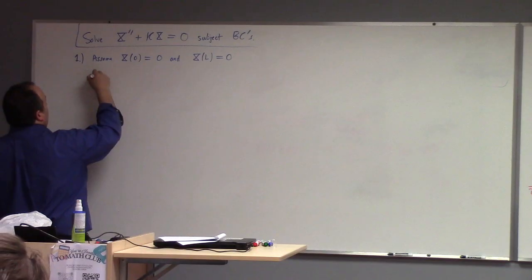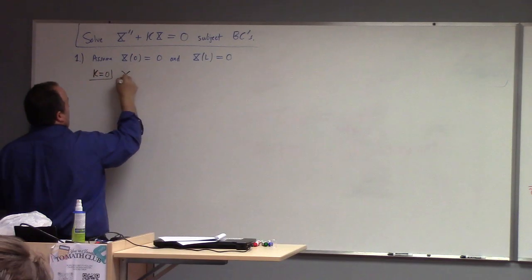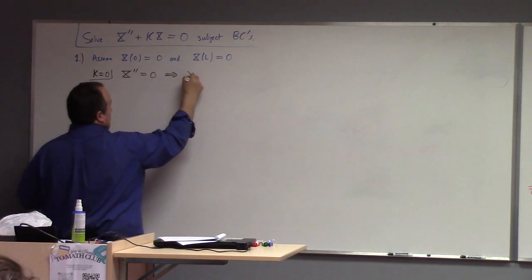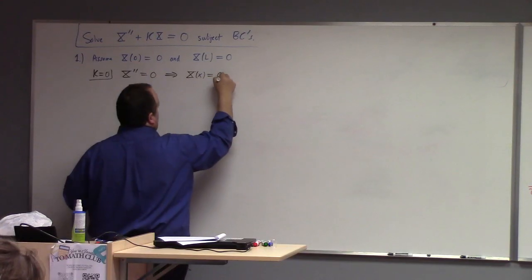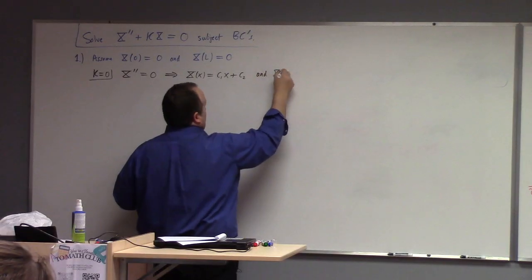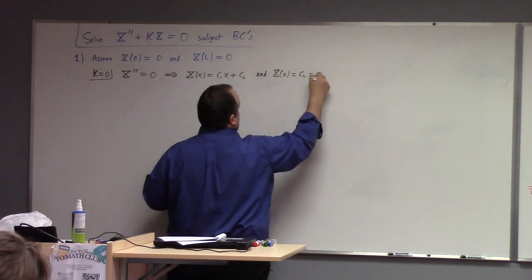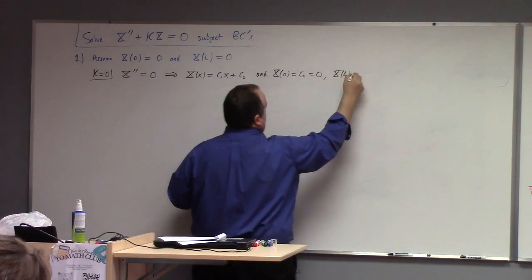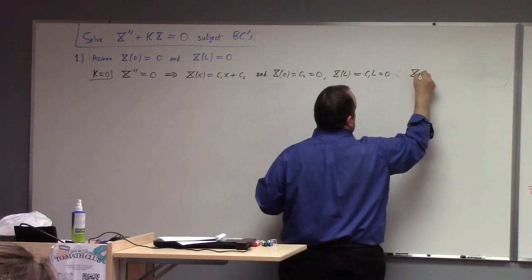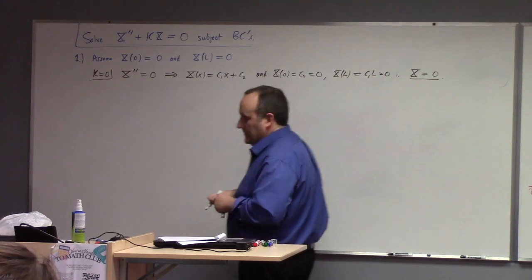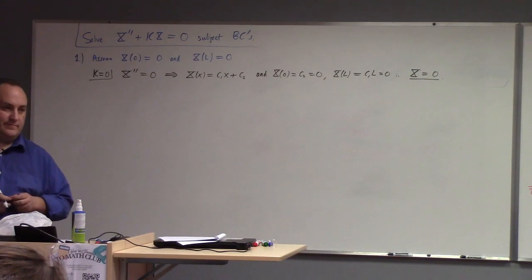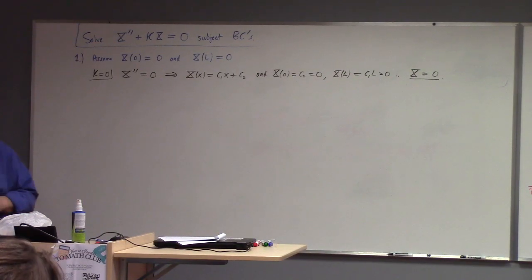So we'll start with 0. If k is equal to 0, then we've got x prime prime equals 0, which tells me that x of x is just c1x plus c2. And then x of 0 is c2, which is 0, and x of L is then c1L equals 0. Therefore x is equal to 0. So apparently the k equals 0 case, nothing to see here, right? Nothing to see here.